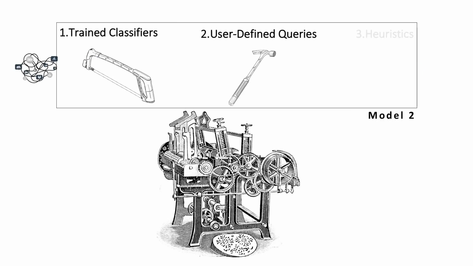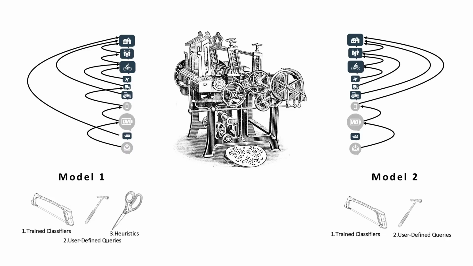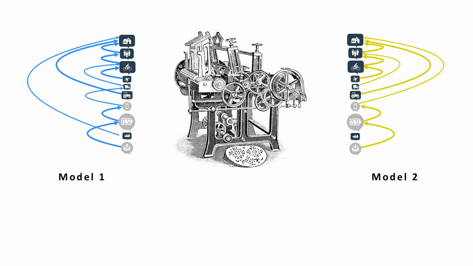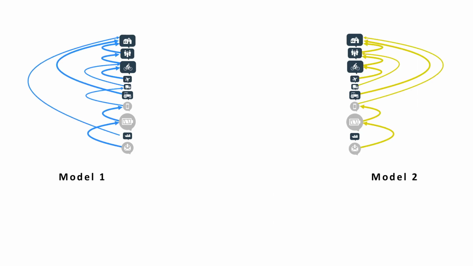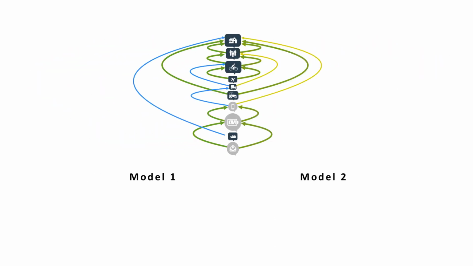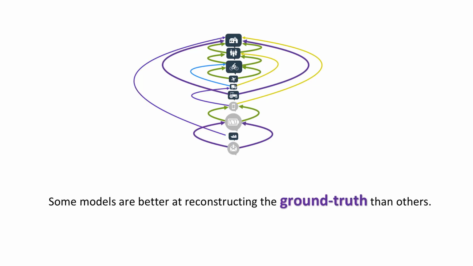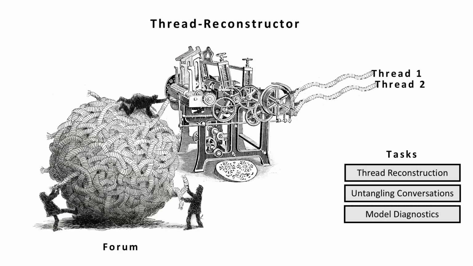In a second model, we choose to only apply two techniques and get a set of different reply relations. Our thread reconstructor approach does not only allow us to explore the results of the two models, but also to compare them, highlighting their agreement. However, some models are better at reconstructing the ground truth than others. Our visual analytics approach allows us to reconstruct threads, untangle conversations, and diagnose different models.